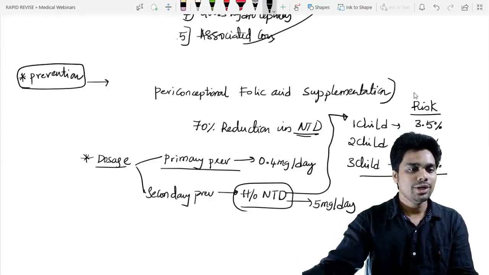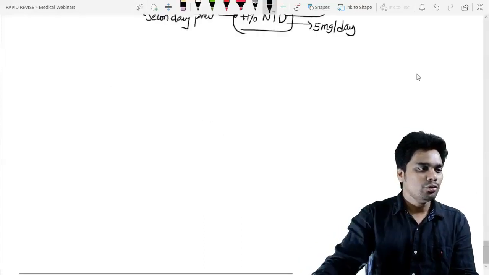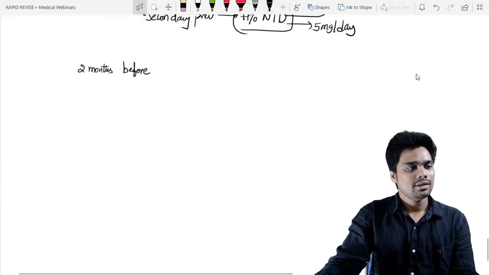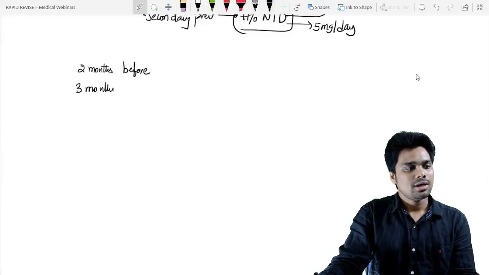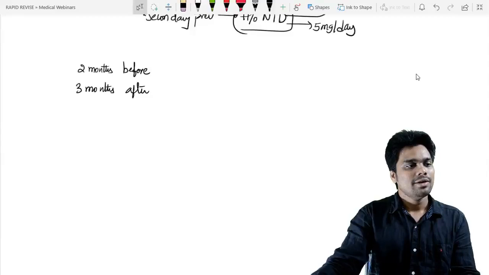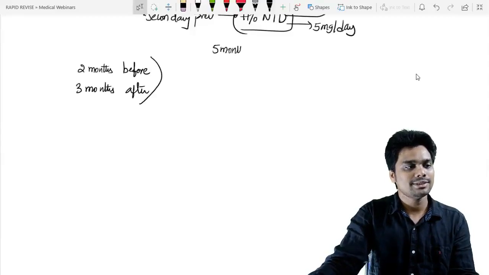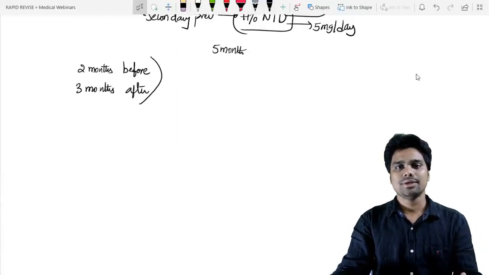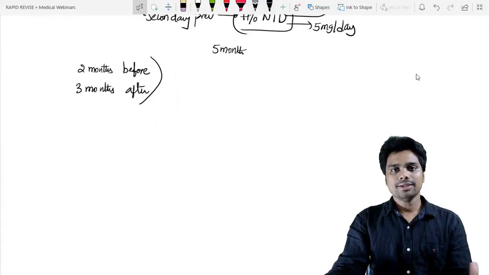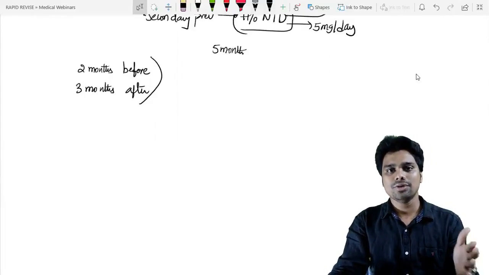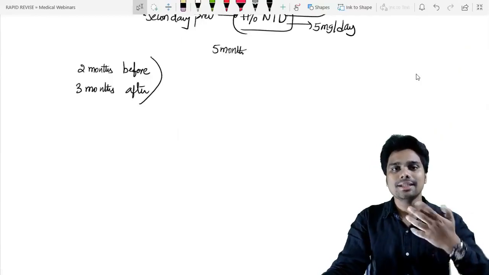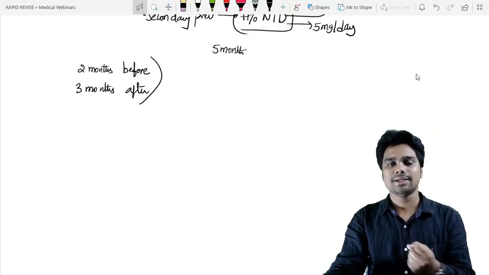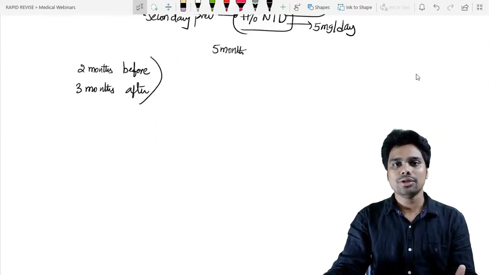And what is the duration of the dosage? The duration is 2 months before conception and 3 months after conception. So the whole period is 5 months, and you have to space it like this: 2 months before conception and 3 months after conception. So this is about neural tube defects. We started with development of the neural tube, then went into understanding the clinical spectrum, followed by how to diagnose and the management aspect. You need to remember the preventive aspects of the neural tube defect too.